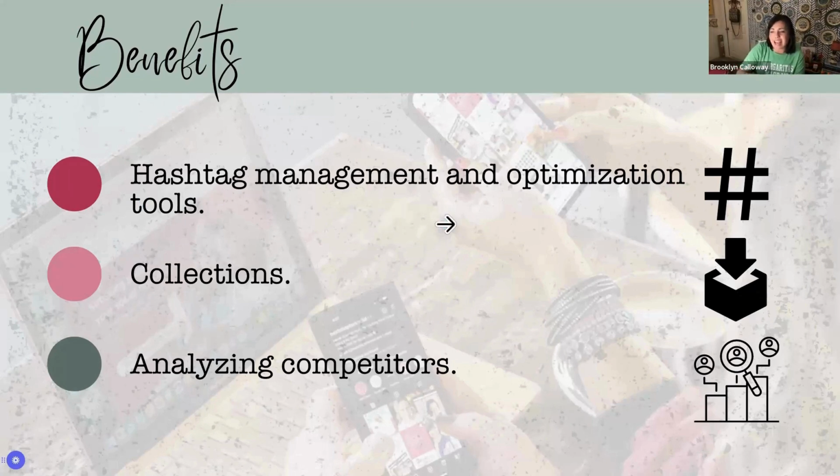It's a hashtag management and optimization tool. So it creates hashtags for you based on your caption. You take the caption that you wrote, you pop it into Slay.so, and then it comes up with your hashtags for you.